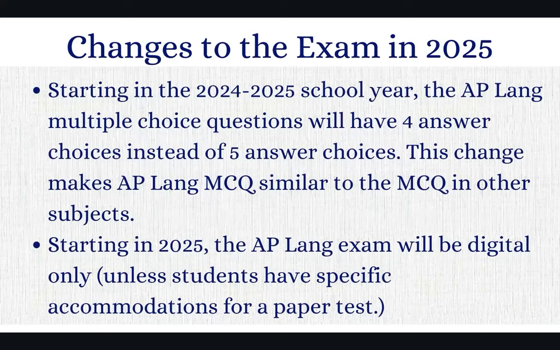At the time I'm recording this video, it is August of 2024, and earlier this summer, the College Board announced 2 major changes that are happening with the AP Lang exam starting this school year. The first one is that they are reducing the number of answer choices for the AP Lang MCQ. Personally, as a teacher, I welcome this change. In the past, students had 5 answer choices for each question, but moving forward, there will only be 4. This change will make the AP Lang MCQ more closely aligned with what students experience on other AP tests. It'll also make it more streamlined and more comparable to the ACT and the SAT.